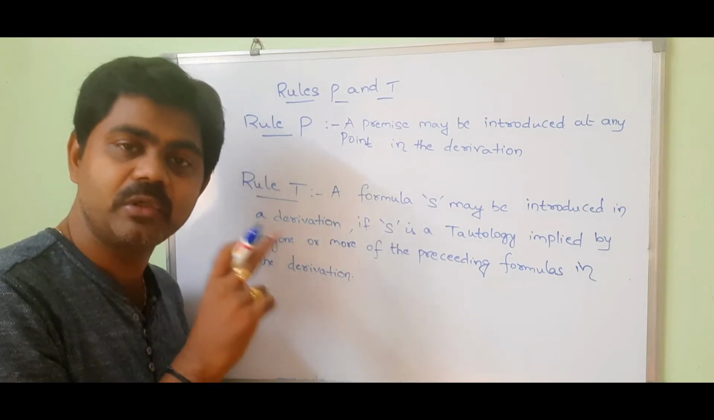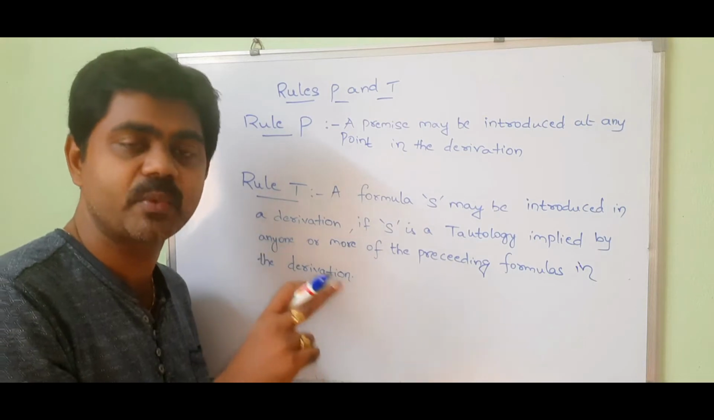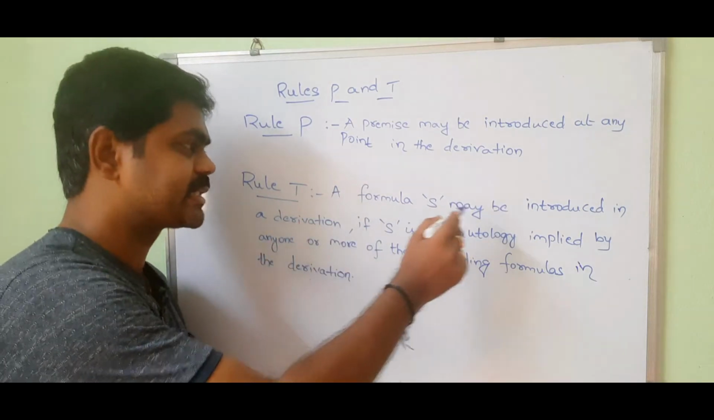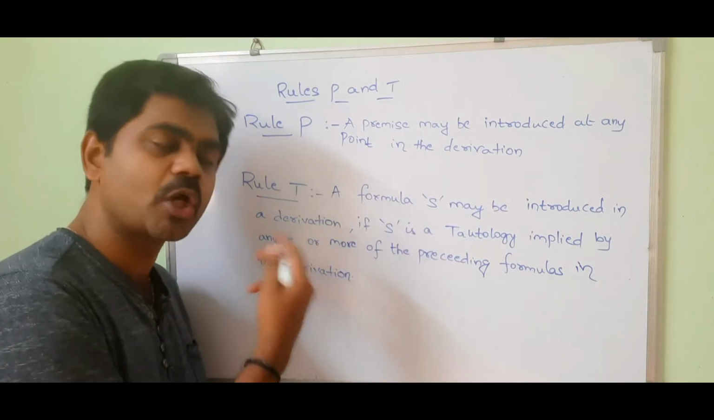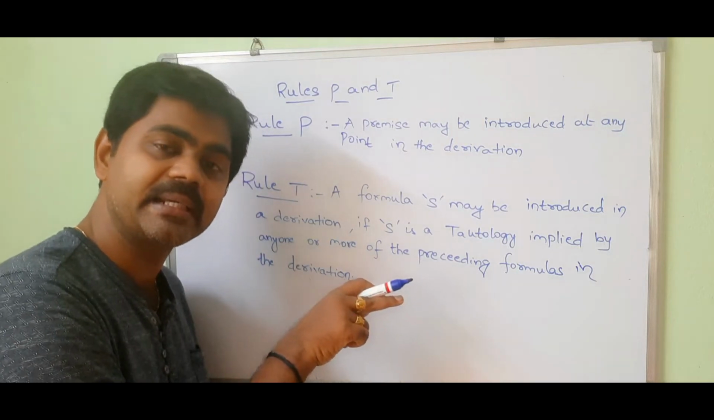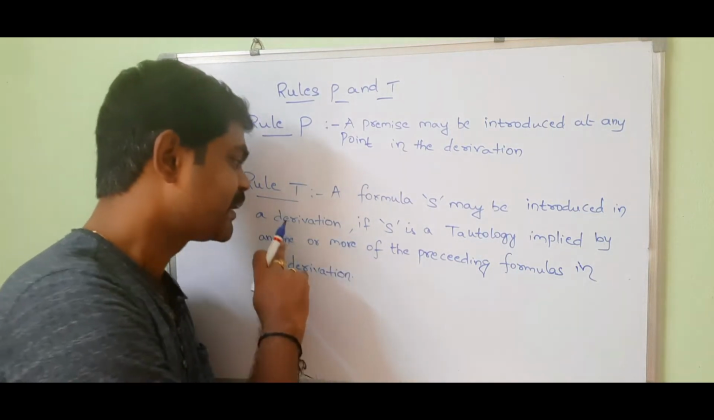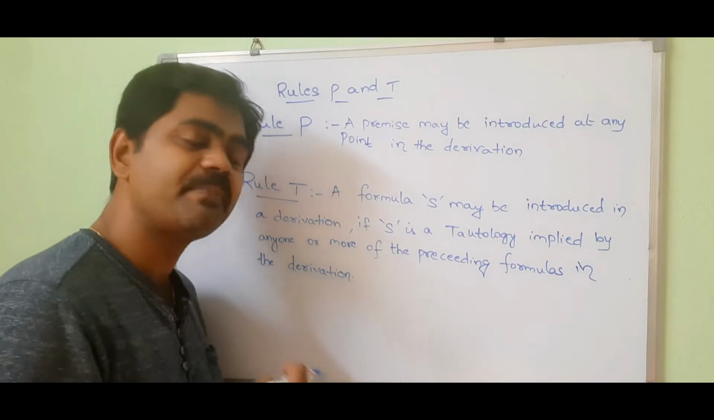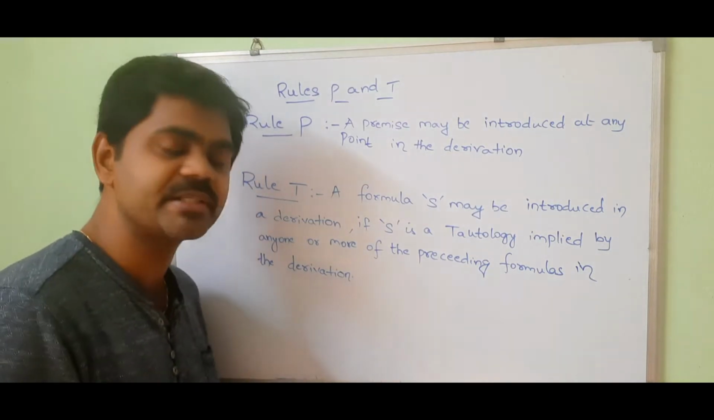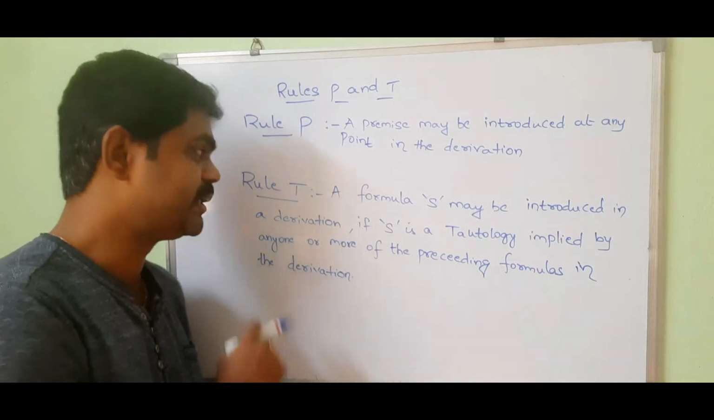Okay, so coming to rule P, it can be introduced at any point. Whereas for rule T, a formula S may be introduced in a derivation if S is a tautology implied by any one or more of the preceding formulas in the derivation. So that is called rule T.